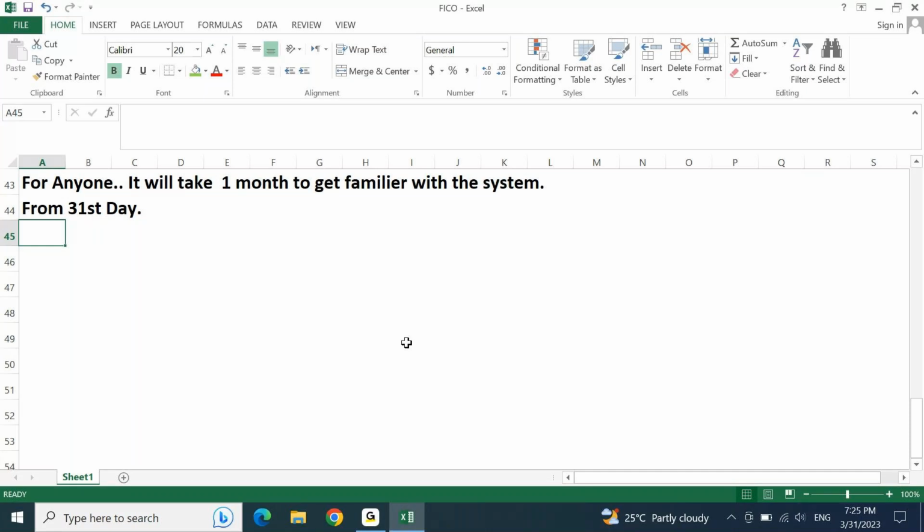Now, from the 31st day, which means from the second month onwards, you have to count your duration, whether it is 2 months, 3 months, 4 months, 6 months, count it from the second month. Because if you are not familiar with the system, if you are not comfortable with the system, it is of no use whatever you are being taught. Okay, whatever topic you are practicing, if you are not understanding the concept, it is not going to help you.